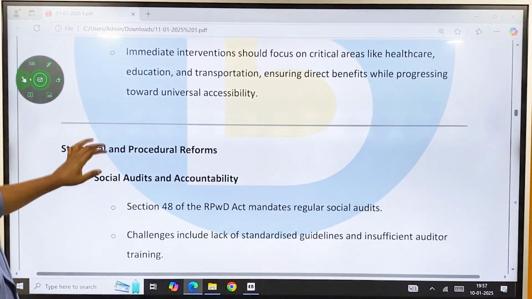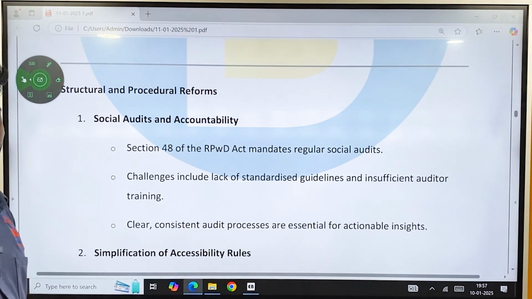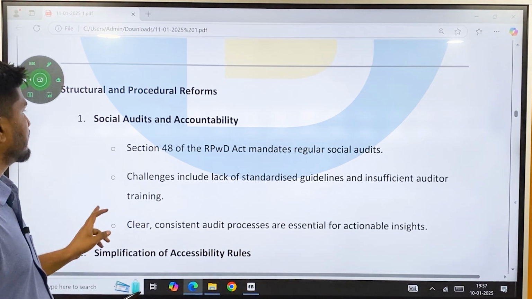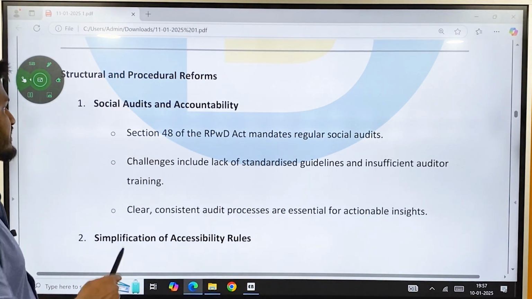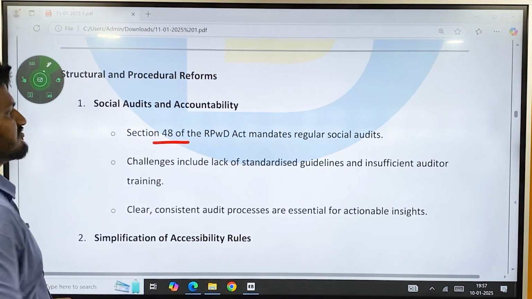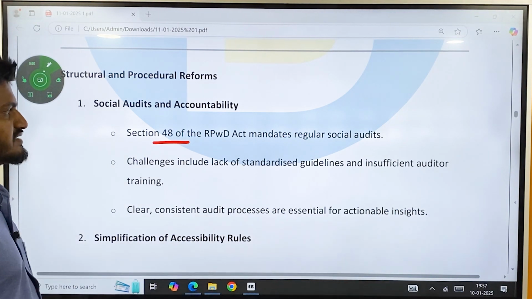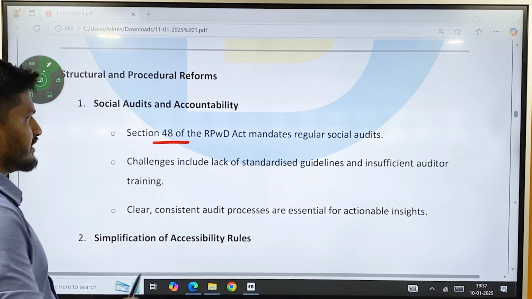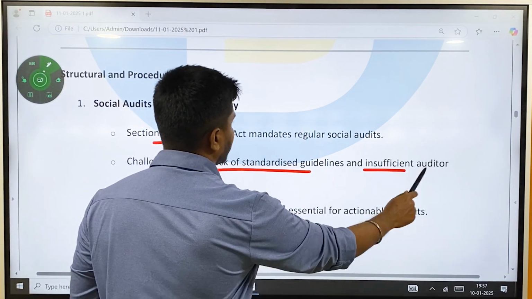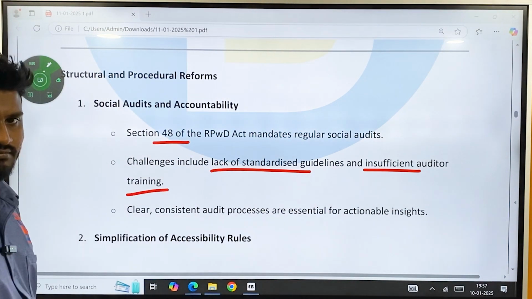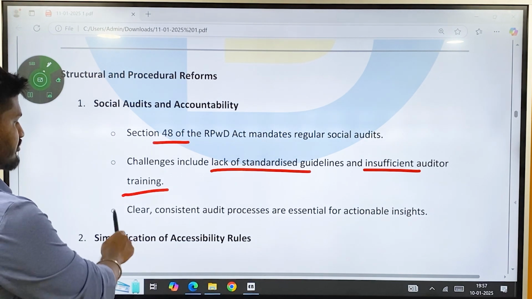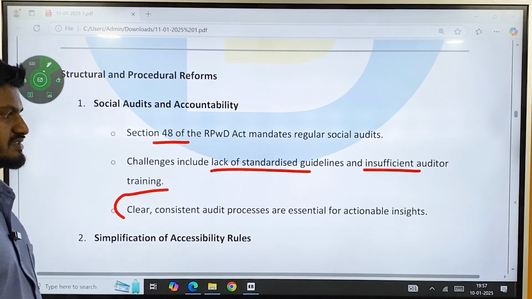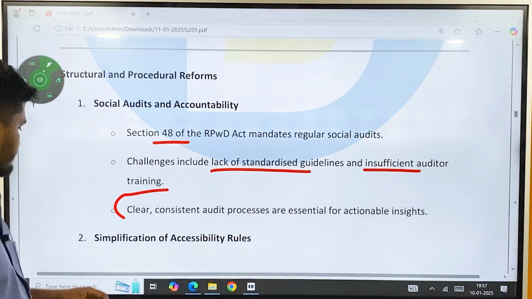The court also said that there needs to be structural and procedural reforms as per social audits and accountability. Section 48 of the RPWD Act mandates regular social audits. The challenges of regular social audits include a lack of standardized guidelines and insufficient auditor training. Therefore, there is a need for clear, consistent audit processes for actionable insights.